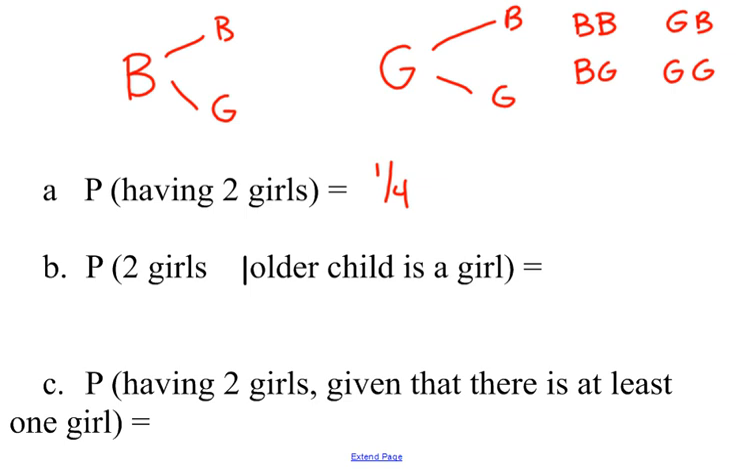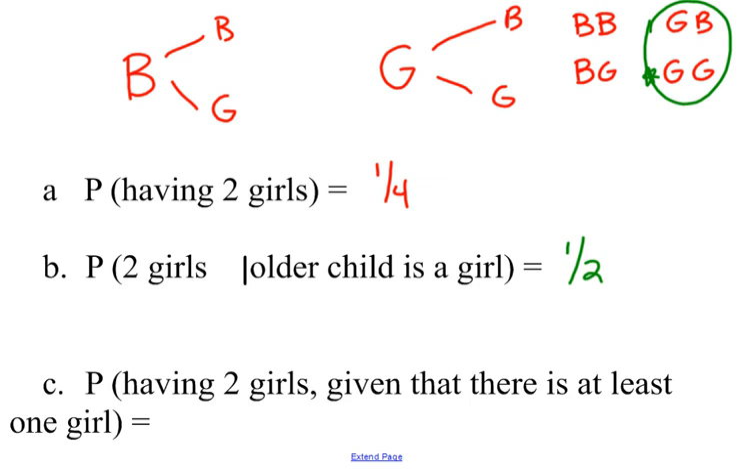Here now is a conditional one. What's the probability of having 2 girls given that the older child is a girl? Well, I'm only looking here then. I don't look at the other 2. Given that the first one's a girl, so my firstborn child's a girl, what's the probability that I'd have 2 girls? Well, there's only one that's 2 girls out of the 2 choices, so my probability is 1/2.